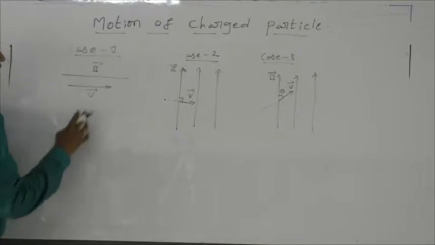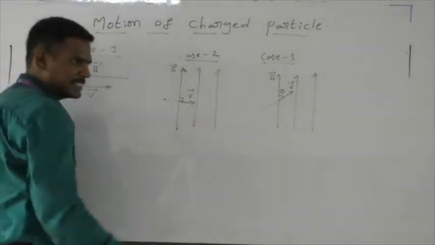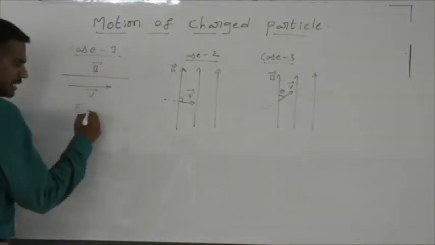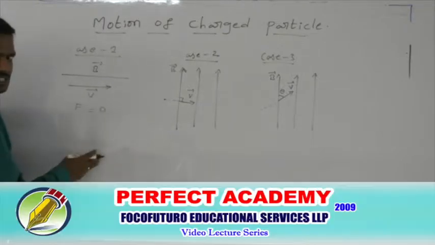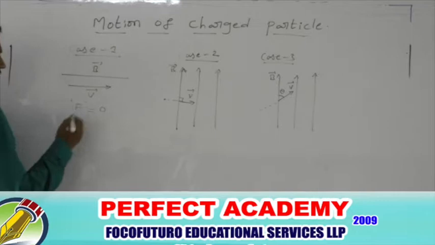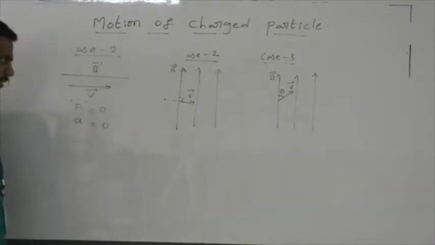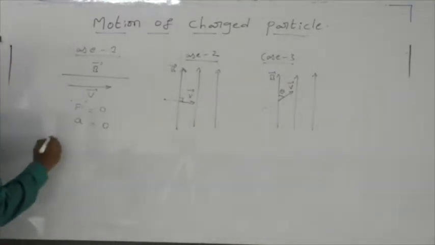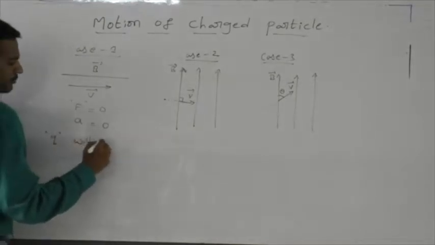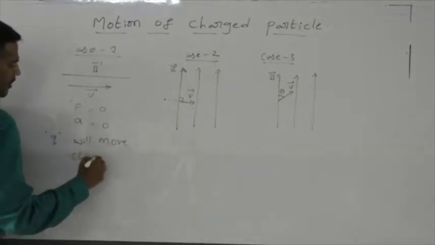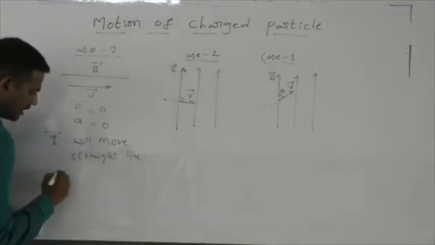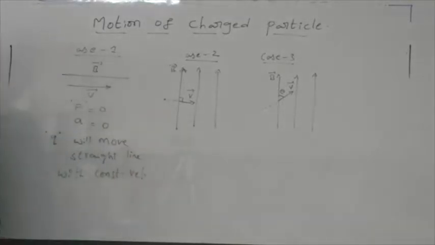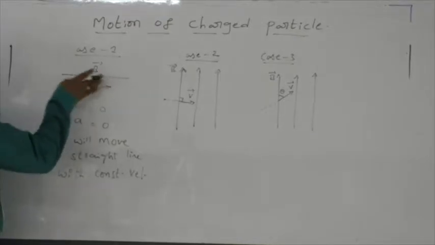Now case 1, what is that? Magnetic field and velocity vector are both along the same direction. Since v and B are parallel to each other, the force experienced by the charged particle is going to be 0, because qvB sin 0 is 0. Therefore, since the force equals 0, the acceleration equals 0. Therefore, the charged particle will continue to move with a uniform velocity along a straight line, with constant velocity. This is what will happen when the charged particle enters the field along its direction.